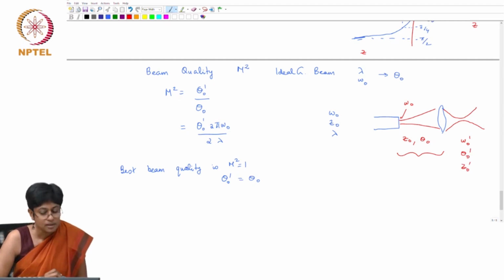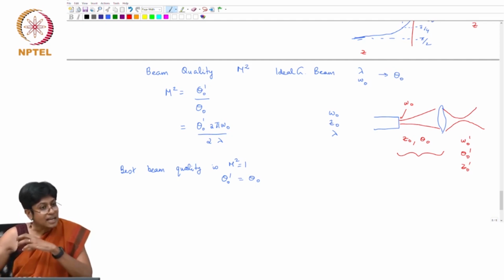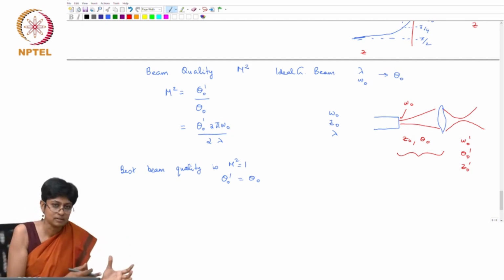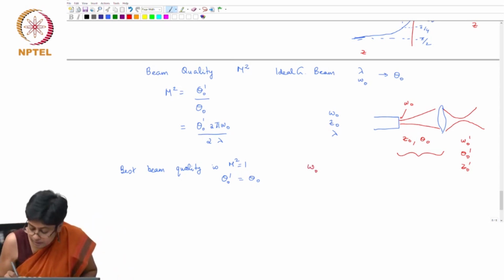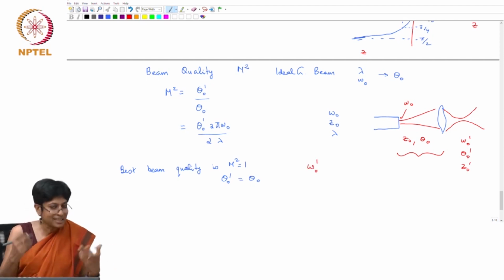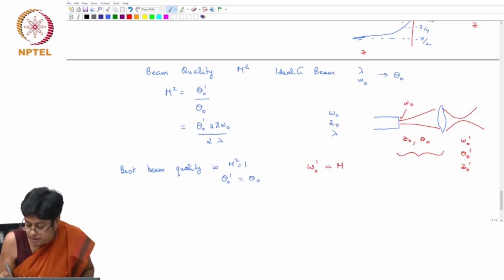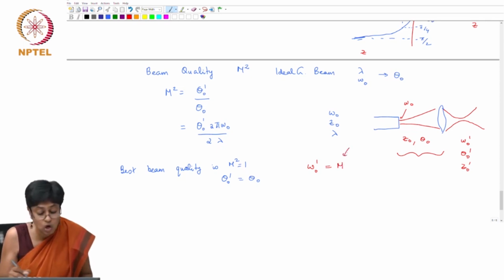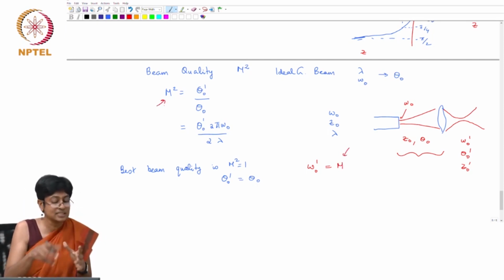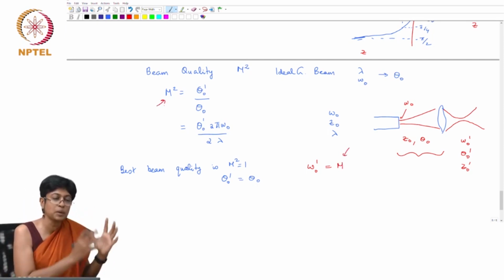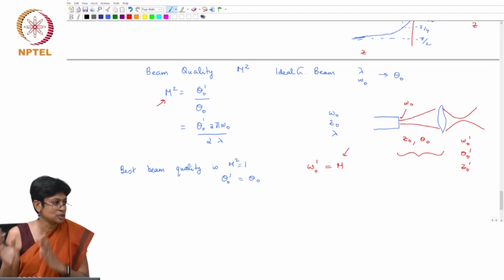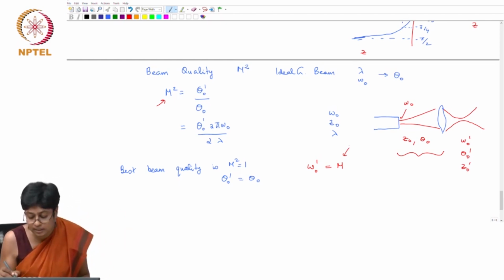But they are not completely independent of what the input values were. In fact, if I say the lens caused magnification, so I change the spot size by a factor m. M here is not this m. This m is never referred to as m; there's no m and m squared. It is always called the m squared parameter. So here I'm talking about magnification.